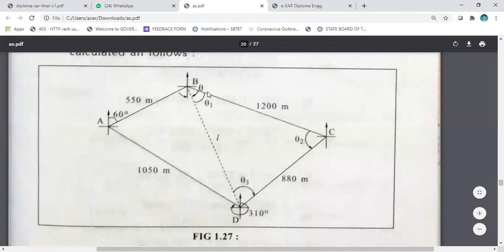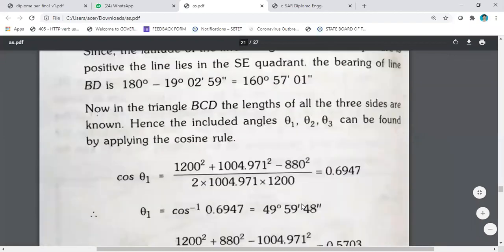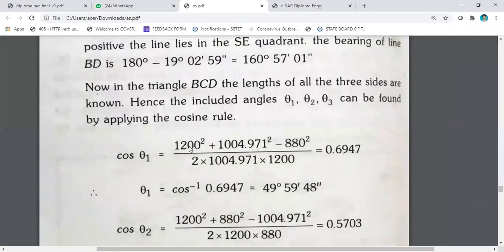I'll explain the other way. For the required length CD, CD square is equal to BC square plus BD square minus 2 into BC into BD into cos theta 1. So from that, all three sides are already known to us, only theta is unknown, and then you can calculate the required angle. Cos theta 1 is equal to one adjacent side square plus the other adjacent side square minus the opposite side square, divided by 2 into the 2 adjacent sides. From this you can calculate theta 1 as 49 degrees 48 minutes 59 seconds.